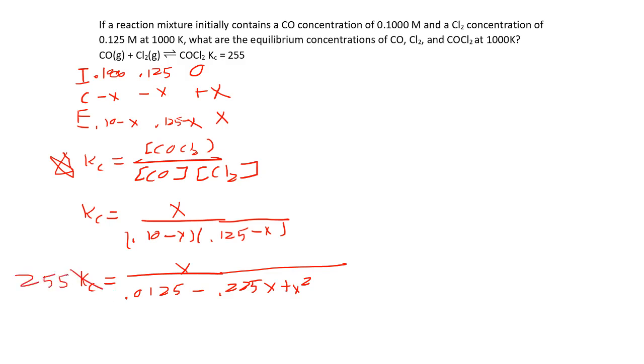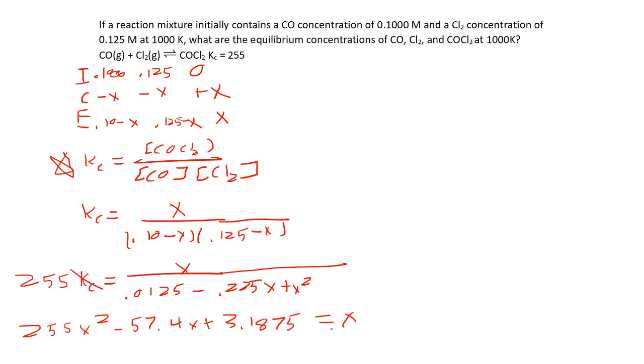So I'm going to put the actual number in. It's not that Kc went away, but I'm replacing it with a number. And now we're going to multiply 255 by everything in this denominator. I'm going to do that. When I do that, I'm going to get that 255 x squared minus 57.4x plus 3.1875 is equal to x.